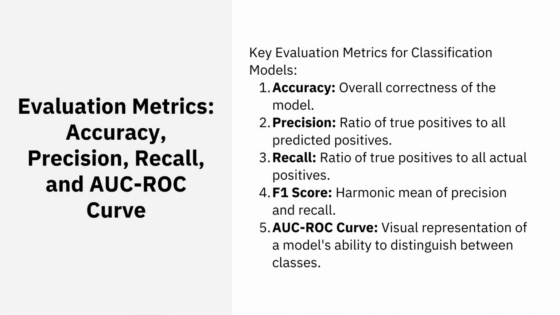To evaluate decision trees and random forests, we use several metrics. Accuracy is the overall correctness of the model, while precision and recall focus on specific types of classification errors. The F1 score balances precision and recall, and the AUC curve provides a graphical representation of the model's ability to distinguish between classes, giving insight into how well the model performs across all thresholds.